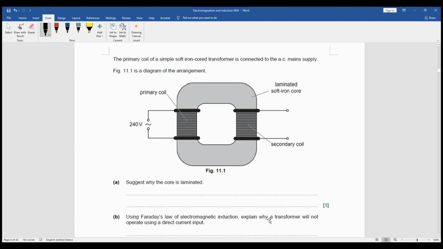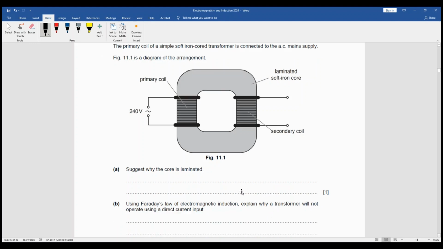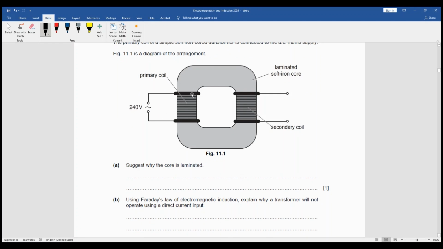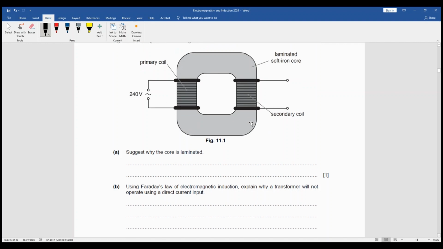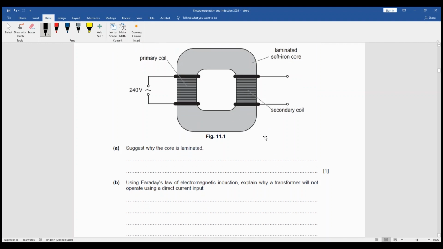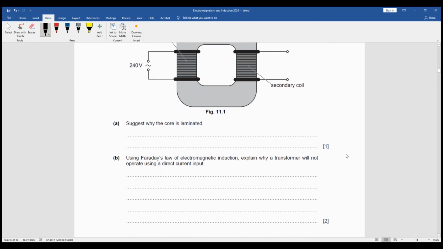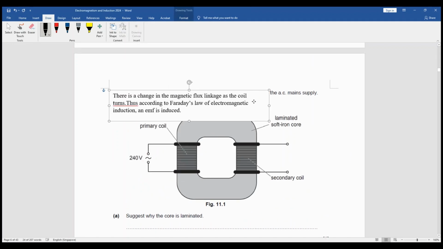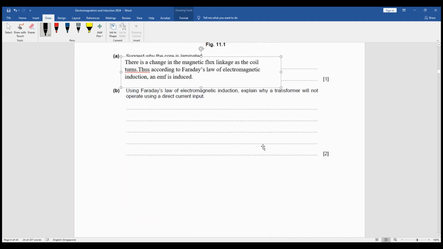Okay, next question on transformer. This looks like a very standard transformer. I can't tell how many coils there are here, so I don't think that's what they want me to calculate. Suggest why the core is laminated. Okay, very straightforward question. But I think most students might not have seen such a question before. So it's good that they asked this question.